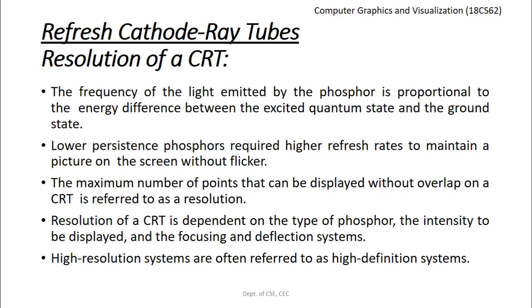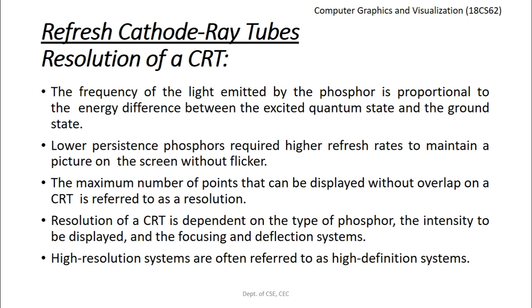There are different types of phosphor. We have low persistence phosphor and high persistence phosphor, depending upon the duration for which they can glow after the electron beam has struck a particular spot. The maximum number of points that can be displayed without overlap on a CRT is referred to as the resolution. So what is the resolution of a CRT? It is the maximum number of points that can be displayed without an overlap on a CRT.